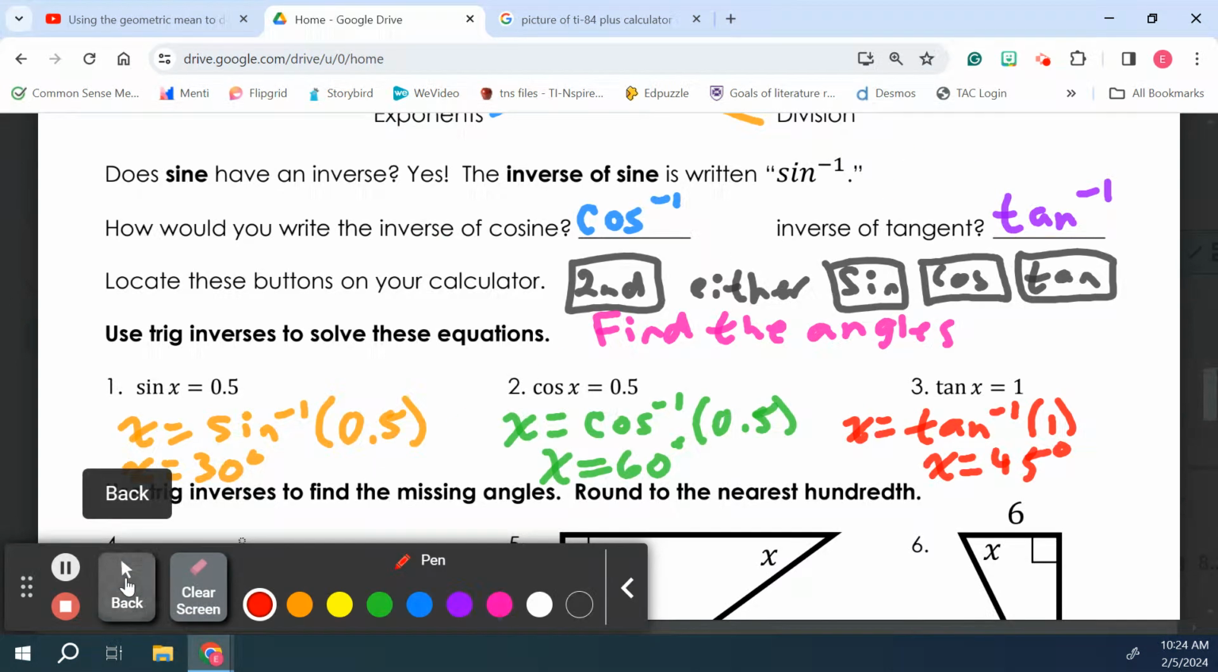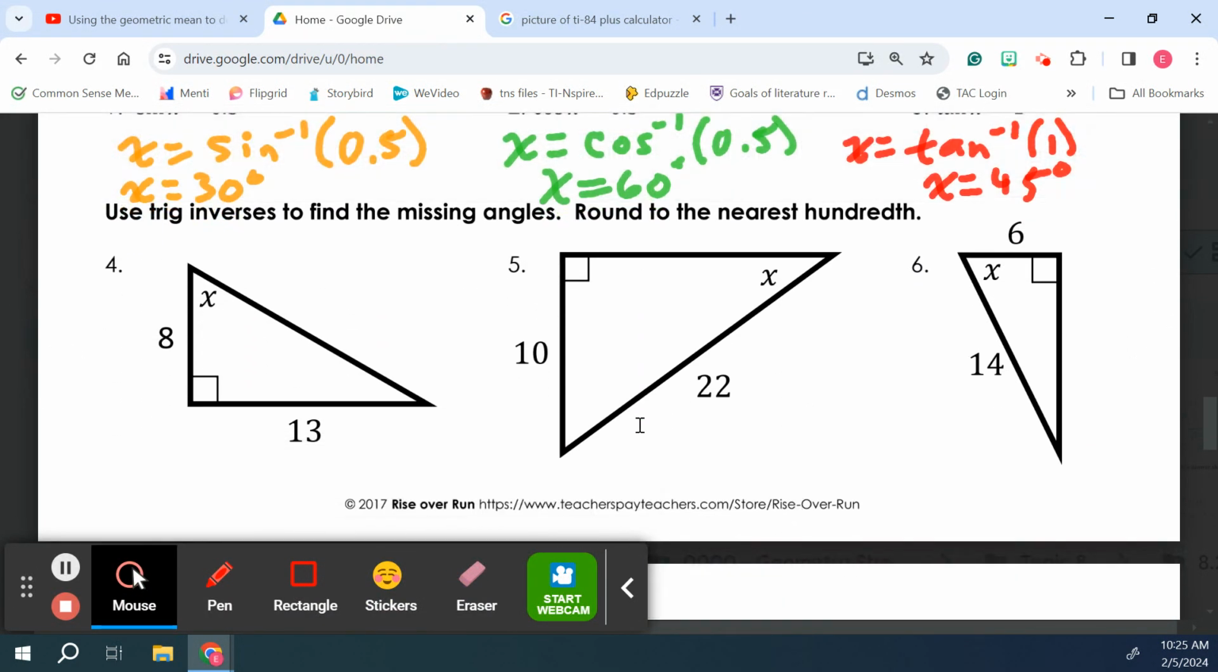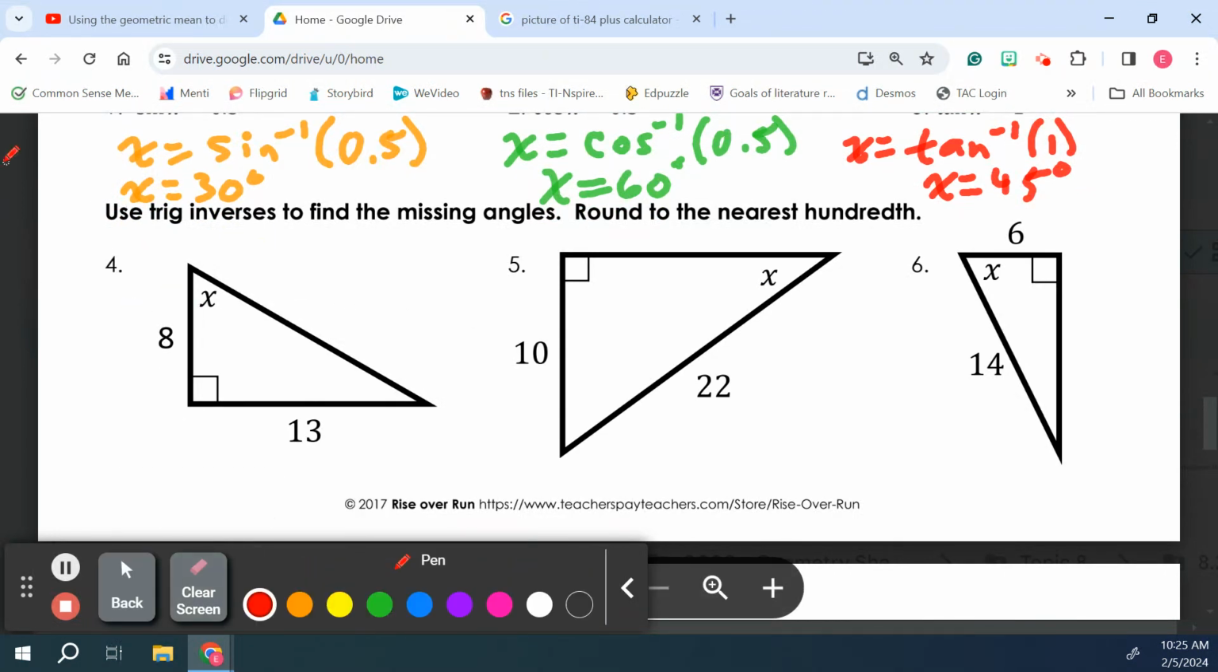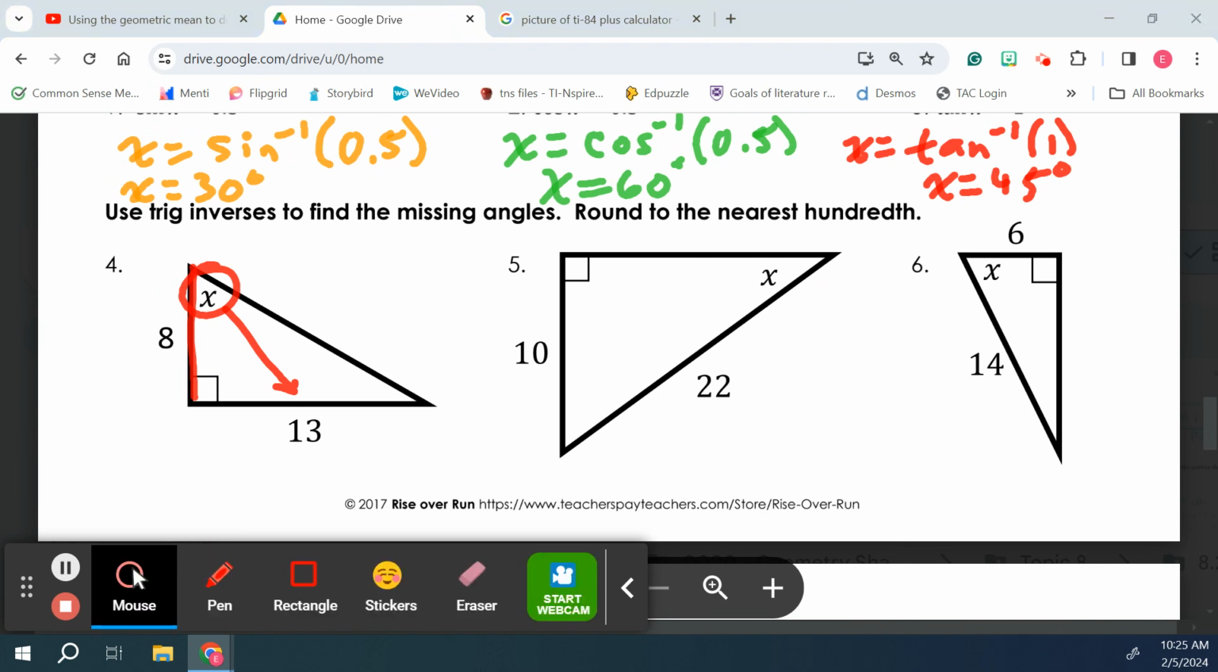Now let's take a look at it with triangles. It's the same thing, it's just you're identifying what you have. All right, so if we look at example 4, we have this angle measure. We have an opposite and we have an adjacent. What am I using here? Sine, cosine, or tangent? What is it? Layla G. What's it going to be? Sine, cosine, or tangent? Tangent.